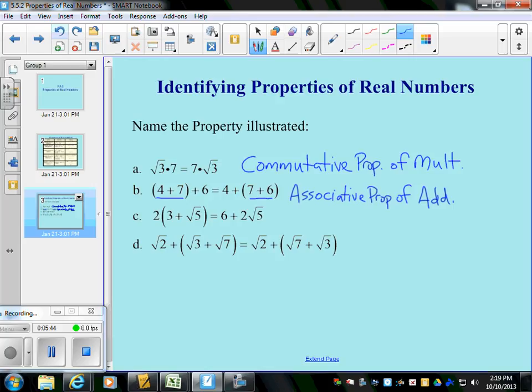All right, let's look at part C. 2 times the quantity 3 plus the square root of 5 equals 6 plus 2 square roots of 5. Well, hopefully you recognize that this 2 in the parentheses is setting up multiplication. So in order to multiply 2 times that quantity, we have to multiply the 2 times the 3 and then the 2 times the square root of 5. This is the distributive property.